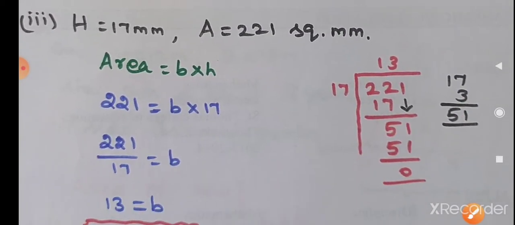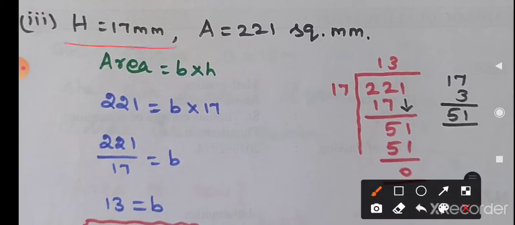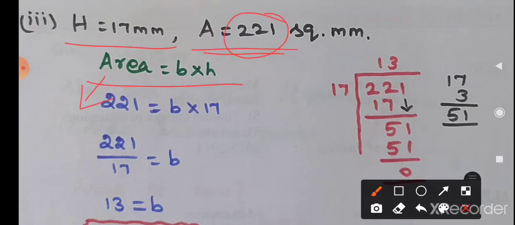Then third sum. Here H is equal to 17 millimeter and the area is 221 square millimeter. So the formula is area is B into H. The area is 221, B is unknown, so we have to find out B. H is equal to 17. So 221 by 17 is equal to B.